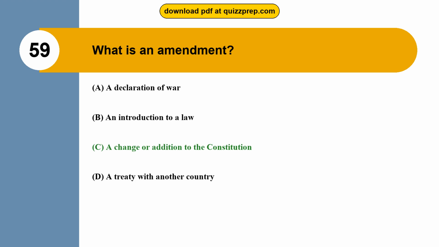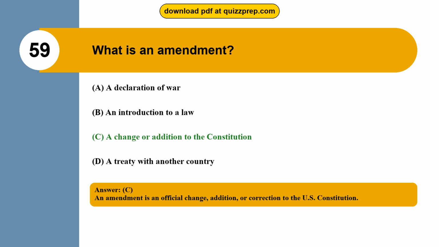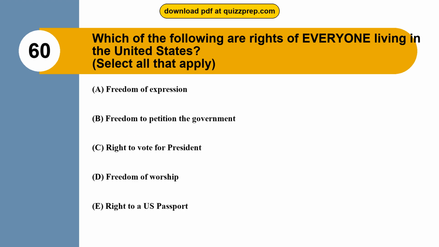The correct answer is option C. A change or addition to the Constitution. An amendment is an official change, addition, or correction to the U.S. Constitution. Question 60. Which of the following are rights of everyone living in the United States?